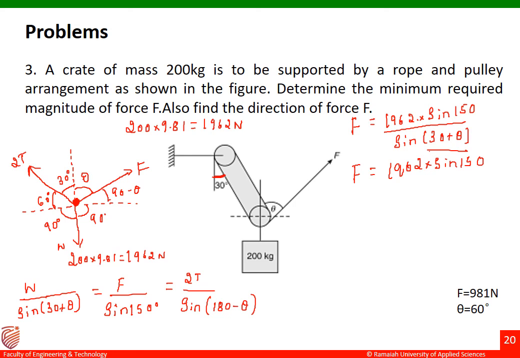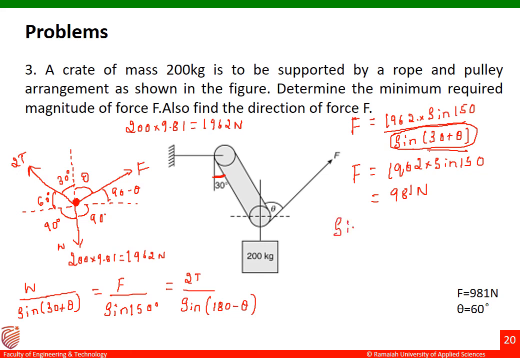I'll repeat the sentence once again. Determine the minimum required magnitude of force, that is, we want minimum force here. When will the force be minimum? When this term is maximum. If this term is maximum, sine theta should be sine 90, and sine 90 is 1. So the answer for F is 981 Newton. That is 1962 into sine 150, you are going to get the answer as 981 Newton.